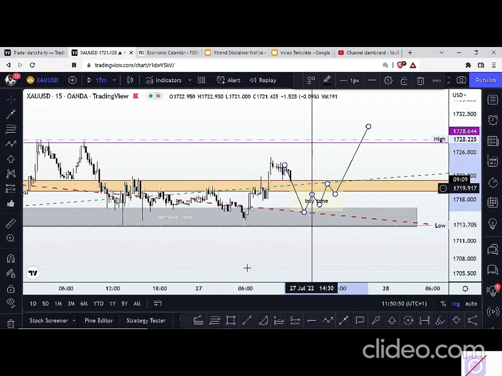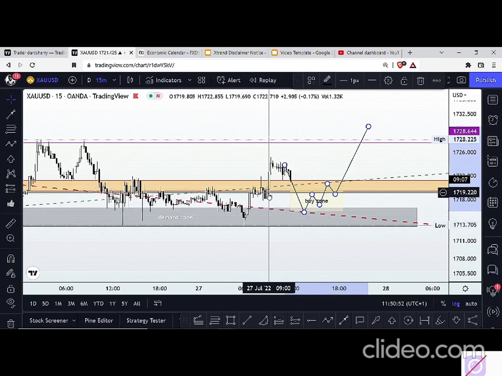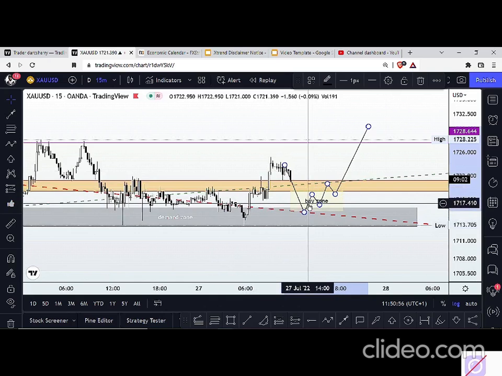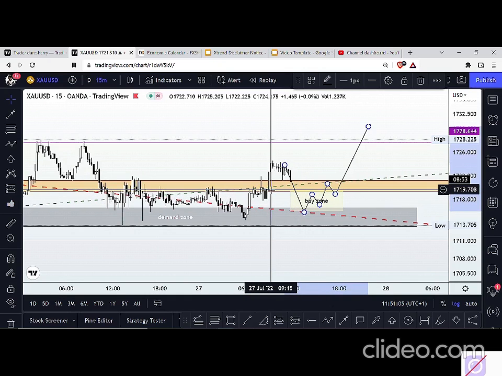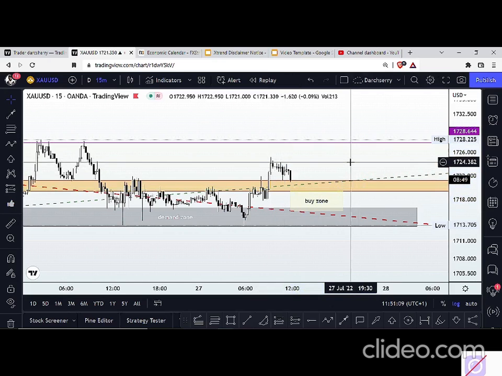So if you had missed this move from here, then I would suggest that you remain patient and let's also wait for price to come back into our buy zone here at around the $1,718 area, after which I'm going to be looking out for a reversal pattern to take advantage of that move to the upside. So this is the scenario we're looking out for on the XAUUSD.